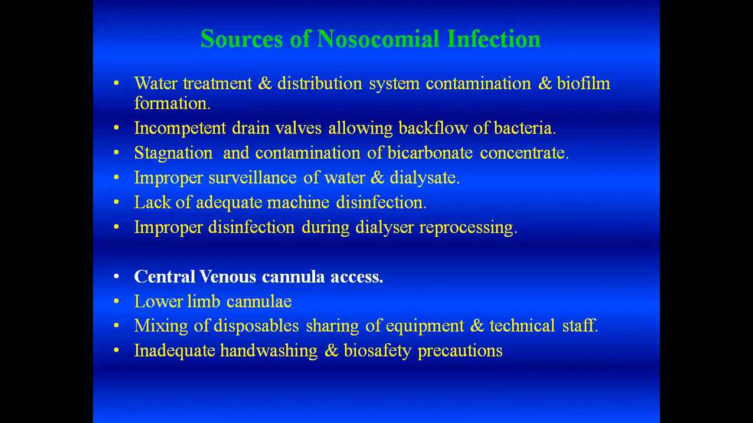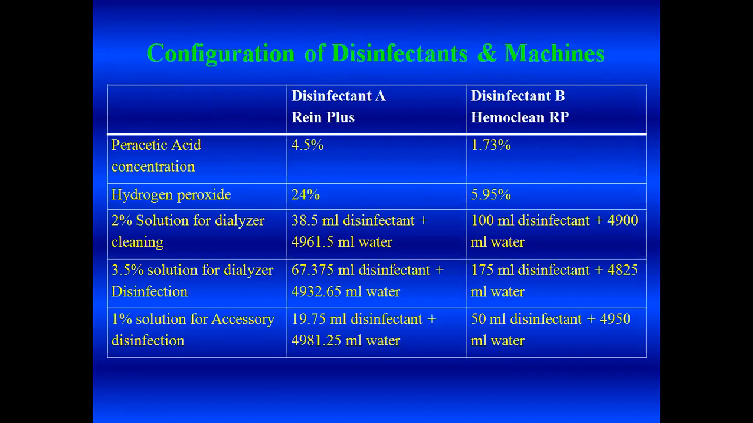Lower limb cannula is a commoner source than upper limb, internal jugular and subclavian, and mixing of disposables predisposes not only to bacterial infections but also to the dreaded hepatitis B and hepatitis C in the unit. This is something that can happen with disinfectants.